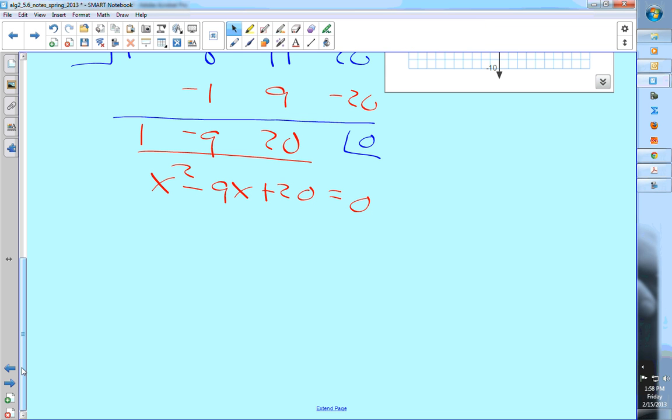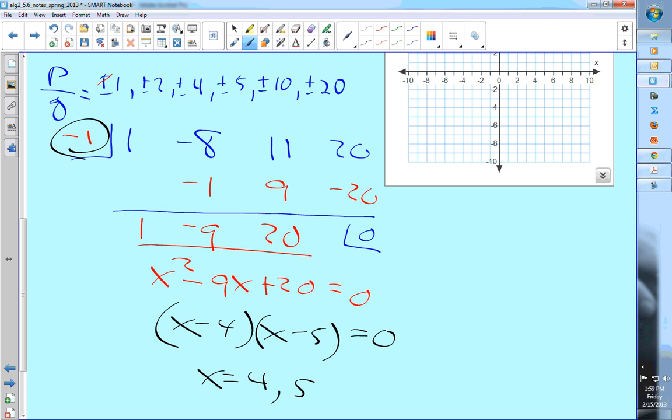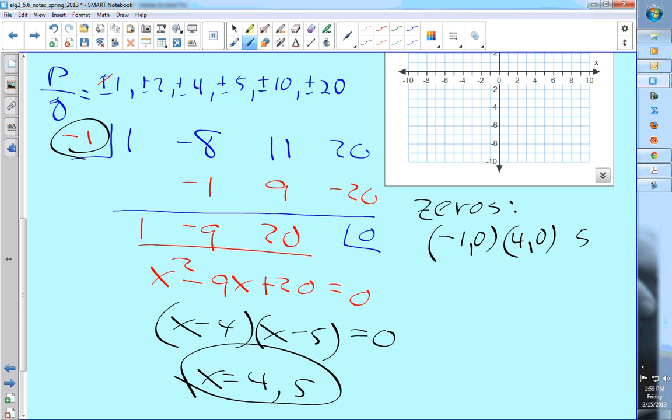When we solve this, you're going to get x minus 4 and x minus 5. So x could also equal 4 and 5. You now have 3 solutions. 1, 2, 3. Which means your graph has zeros at (-1, 0), (4, 0), and (5, 0).